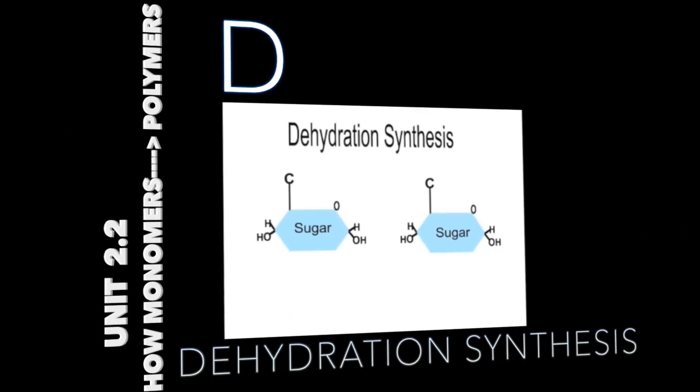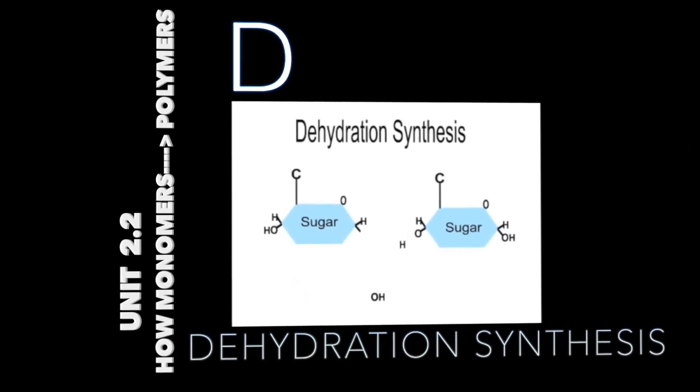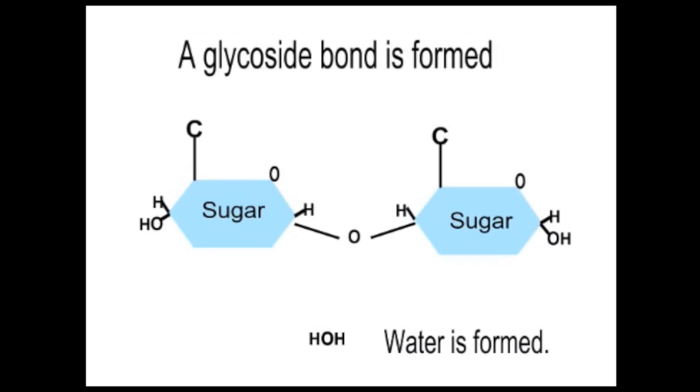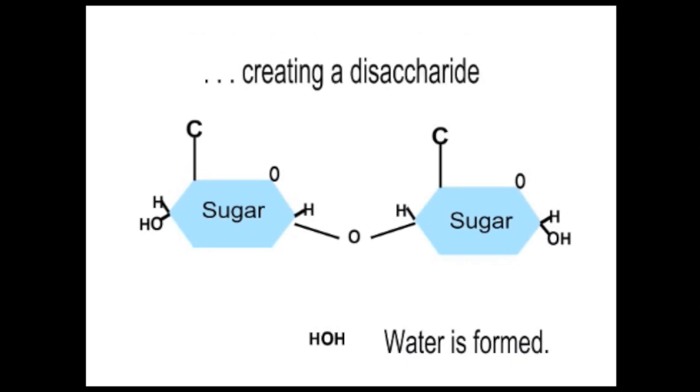The process by which monomers become polymers is called dehydration synthesis, and it's when a chemical reaction builds up molecules for 2 monomers to join together into polymers while losing water molecules, hence the name dehydration.